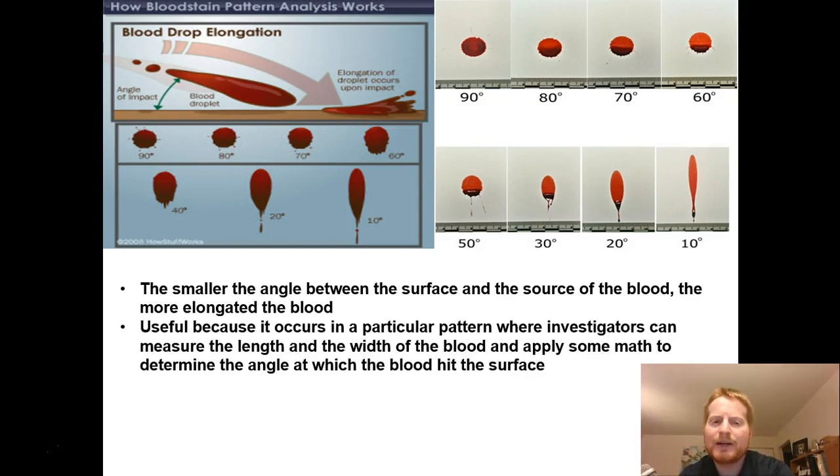And this matters. How can we use this? Well, we can actually take the blood droplets and measure the length and the width, and we can apply a mathematical equation that will actually allow us to determine the angle from which the blood struck the surface. So again, we're trying to reconstruct the scene and figure out where was that person being attacked from, how high off the ground were they, or from what angle did this hit the wall from. We're trying to get an exact location of where this took place so that we can put it all together and reconstruct the scene.